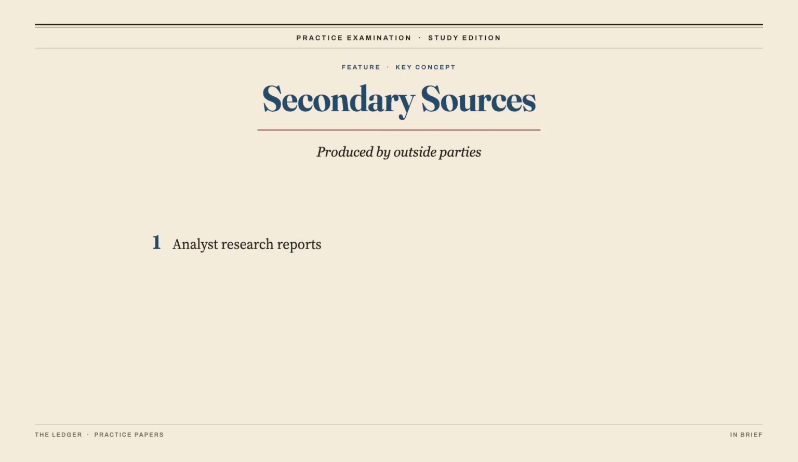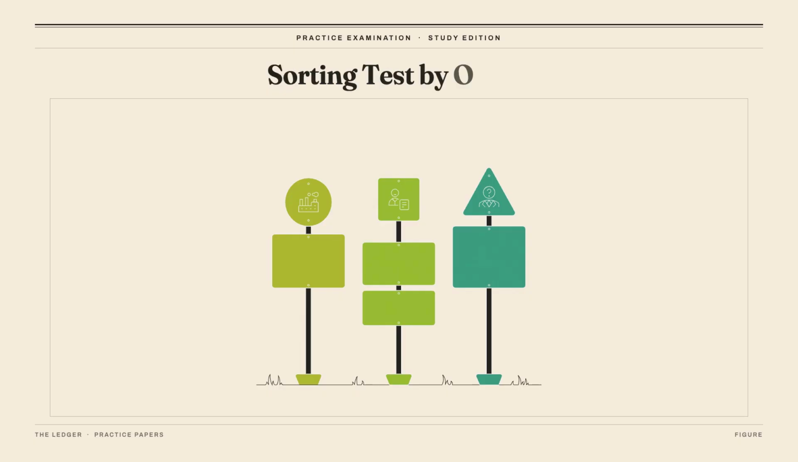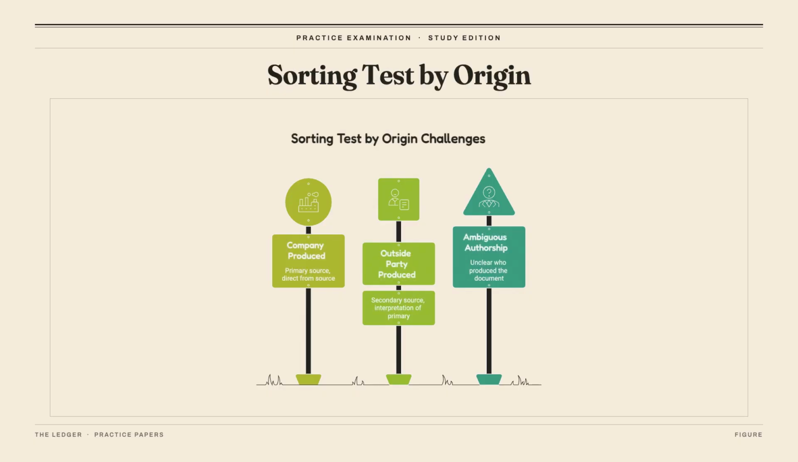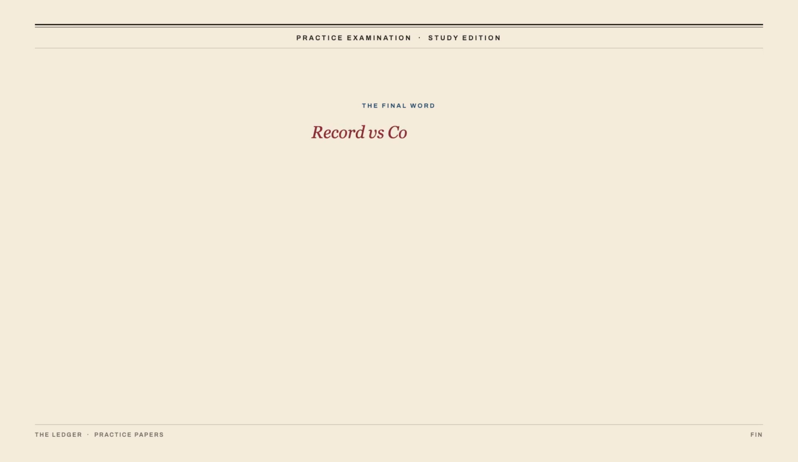Secondary sources are produced by parties other than the company: analyst research reports, credit rating agency opinions, industry publications, and news coverage. These add interpretation and outside judgment, but they're one step removed, filtered through someone else's perspective rather than first-hand. A quick test settles most cases. Ask who produced the document. If the company produced it, it's primary. If an outside party produced it, it's secondary. Origin, not format or reliability, is the dividing line.